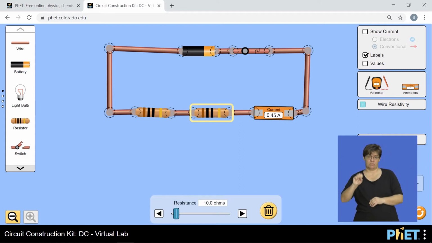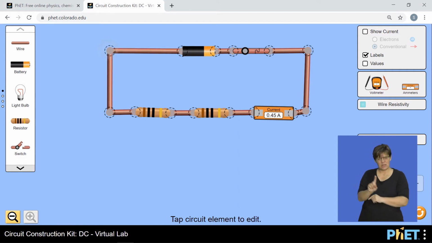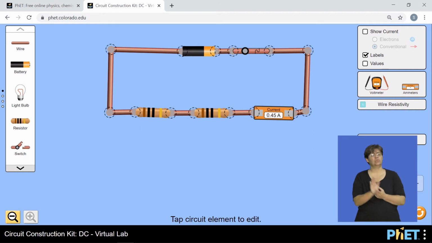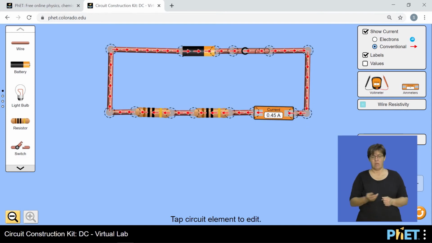Now the question that we asked: what happens to the total resistance when we increase the number of resistors in series? But remember, what is resistance? Resistance is the opposition to the flow. So if we are to demonstrate that, let's use the conventional current just to show what is happening. The amount of charge that passes through our ammeter has actually been halved. It was 0.9, now it's 0.45, which is half the original.